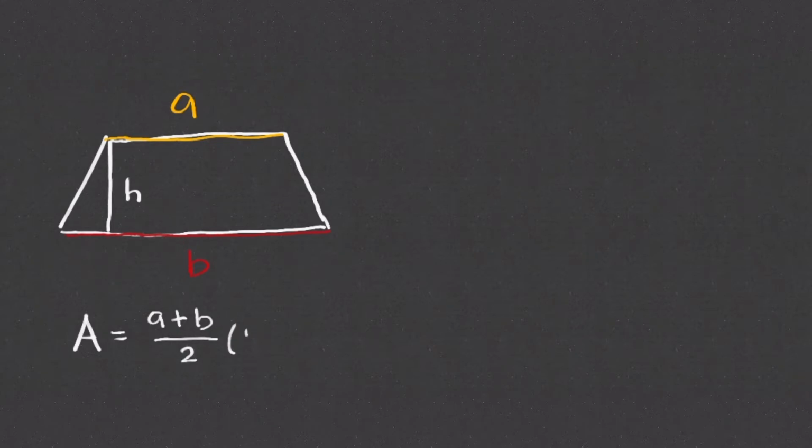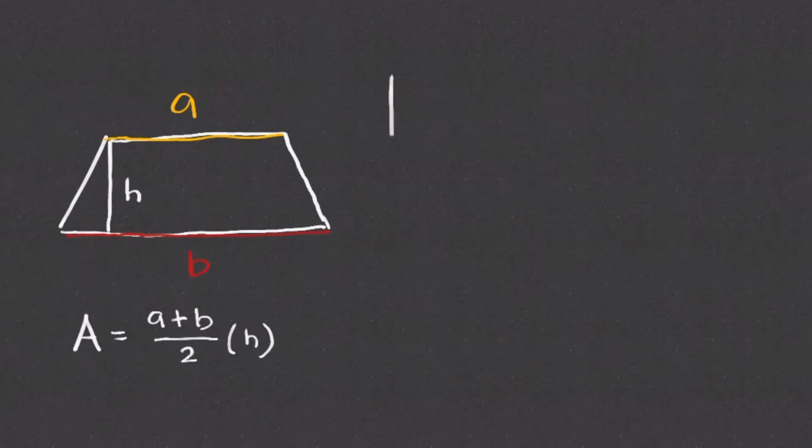This line represents the height of the trapezoid. The top length of a trapezoid is represented by a small letter a, and the bottom length of a trapezoid is represented by a small letter b. To solve for the area of a trapezoid, we have a formula. A is equal to (a plus b) over 2 times h.